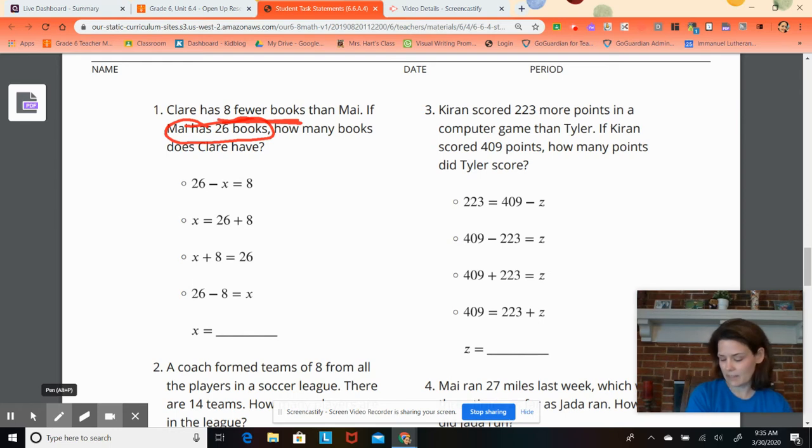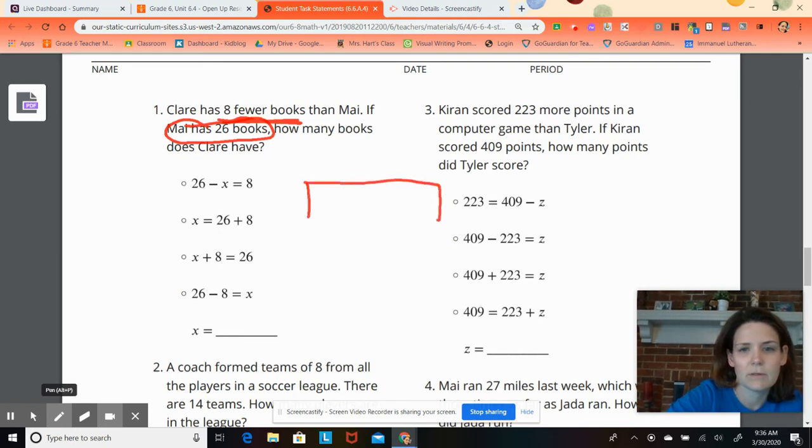And the last time I read it, I'm thinking about a strategy. What can I do to help figure out which of these equations fits this problem? So Clare has 8 fewer books than Mai. If Mai has 26 books, how many books does Clare have? All right, I'm going to show you how you could draw a diagram for this. I'm going to do a tape diagram. And these are Mai's books. Mai has 26 books. So this whole area here represents 26.